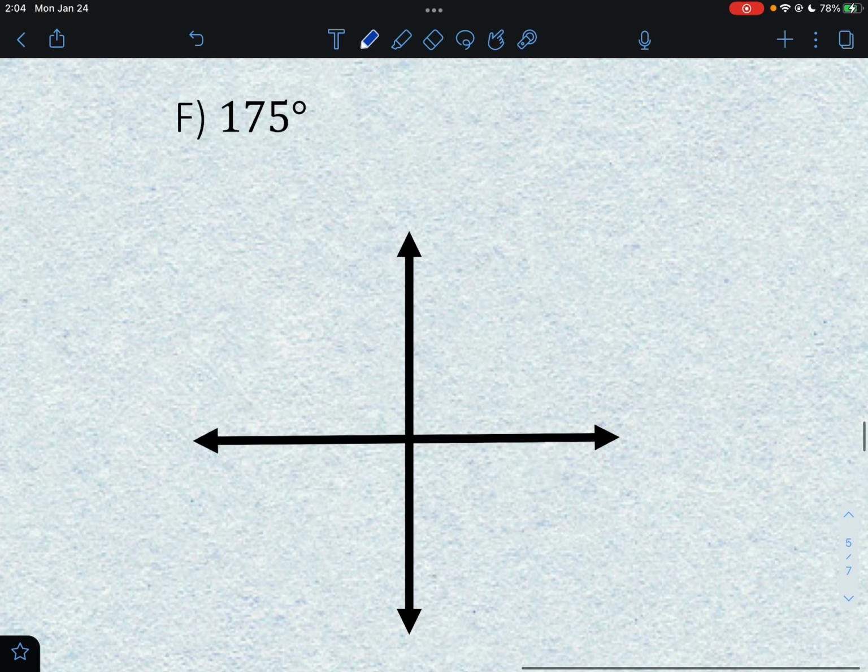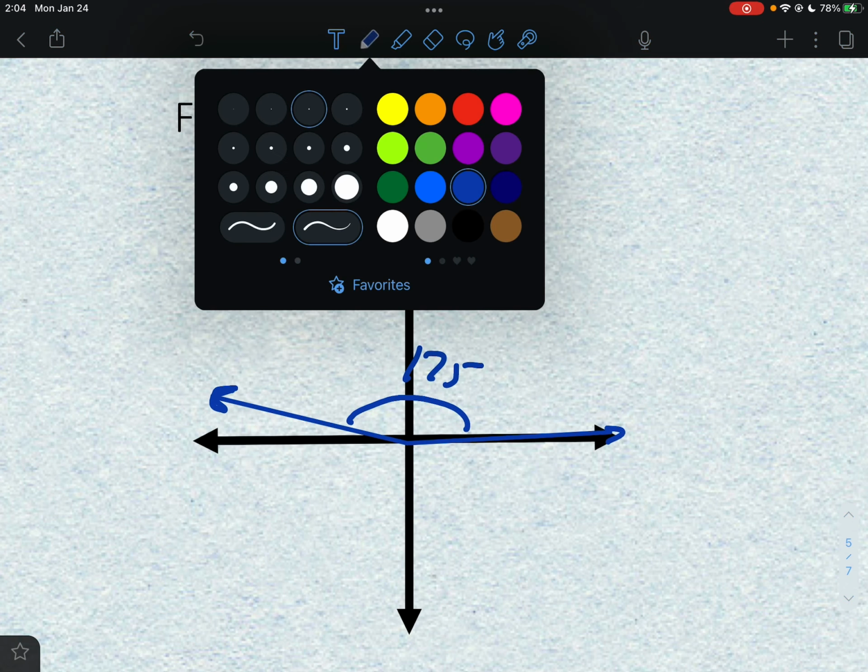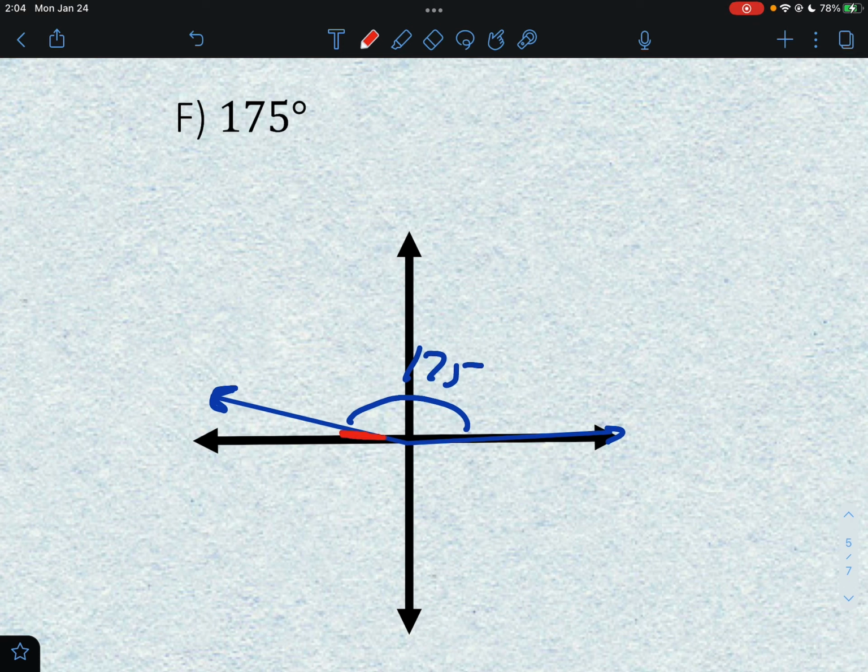Last one here, 175. That's a little bit less than 180. So our angle is right about there, 175. Our reference angle is right in here, which is going to be 180 minus 175, or 5 degrees.